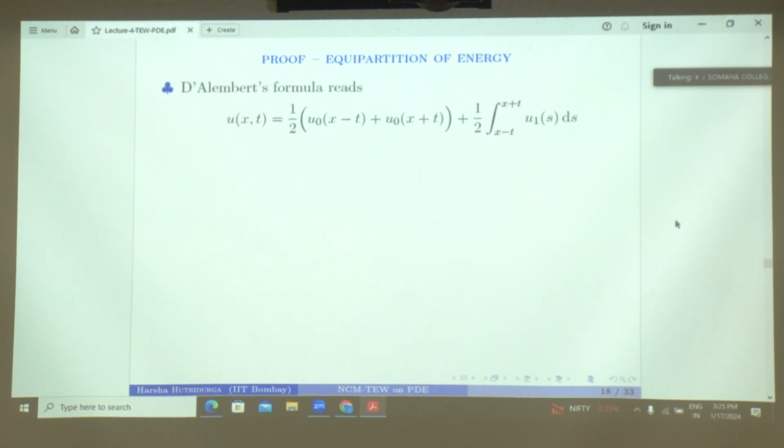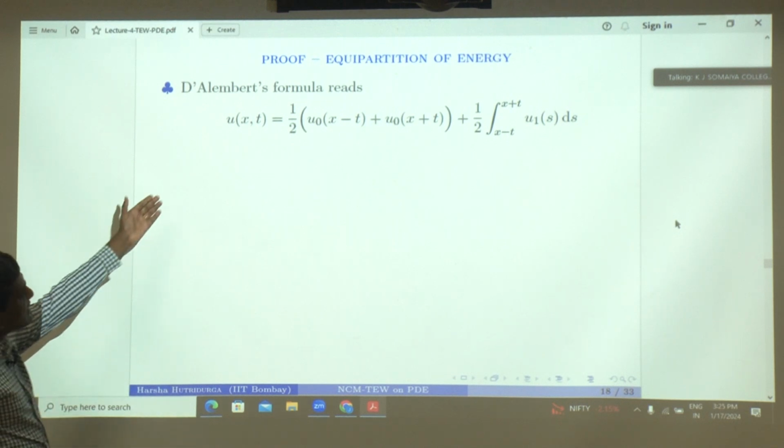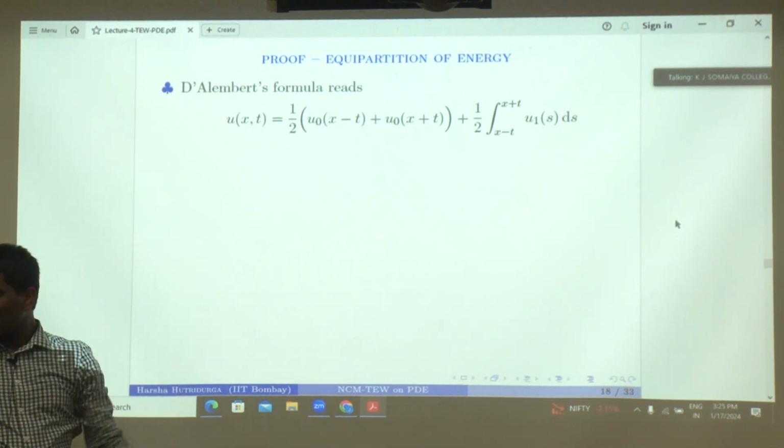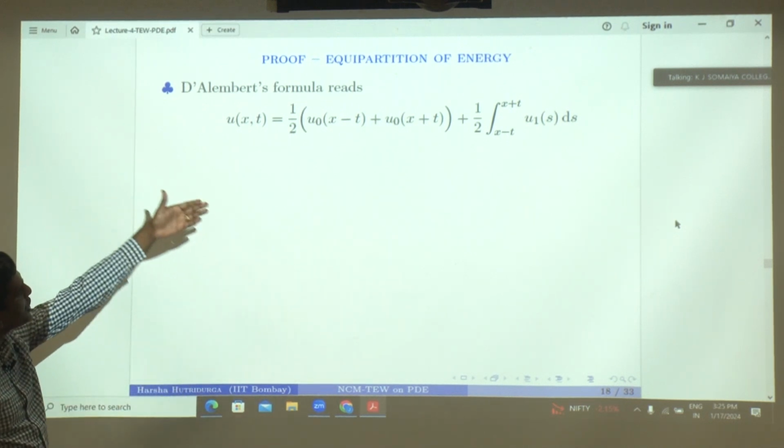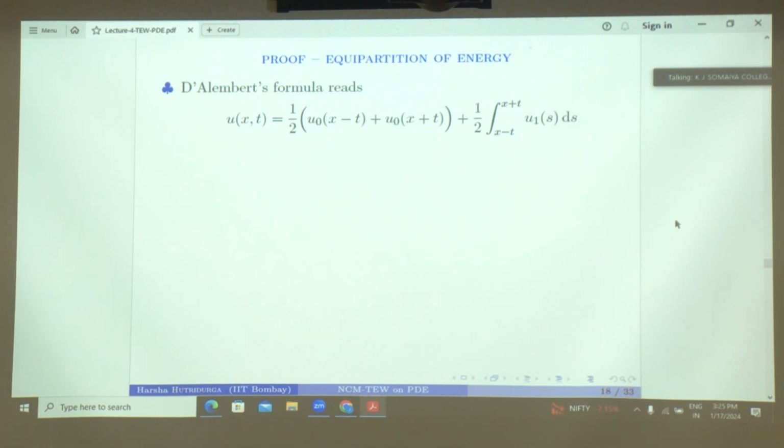So let's start with the D'Alembert's formula. Okay, this is D'Alembert's formula, right? Here c is equal to 1. We have taken just c equal to 1 and we just wrote down the D'Alembert's formula. What are we supposed to show? We are supposed to show that the integral of ut squared is equal to the integral of ux squared for large t, where the integration is happening in the x variable.